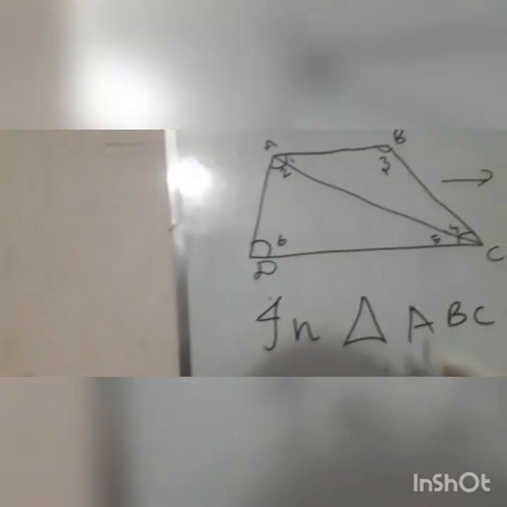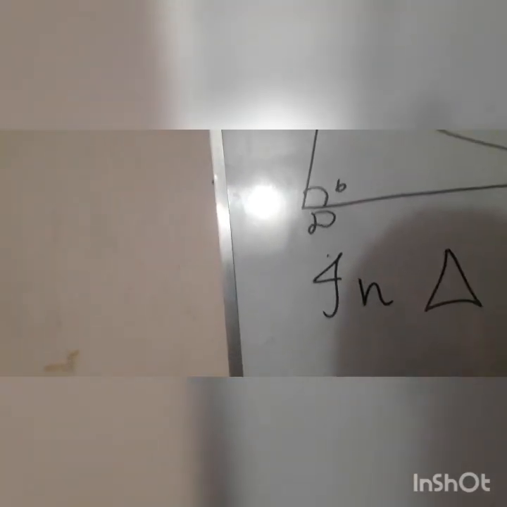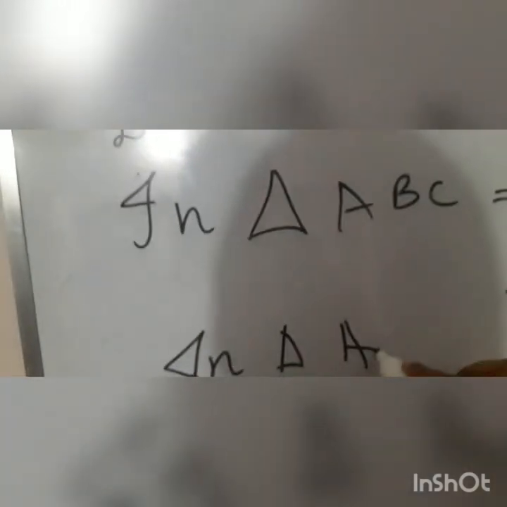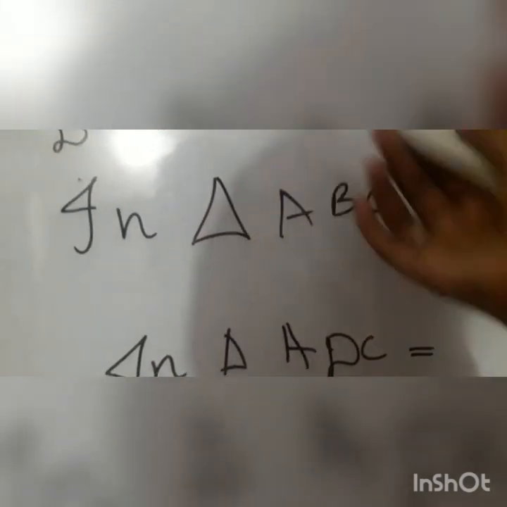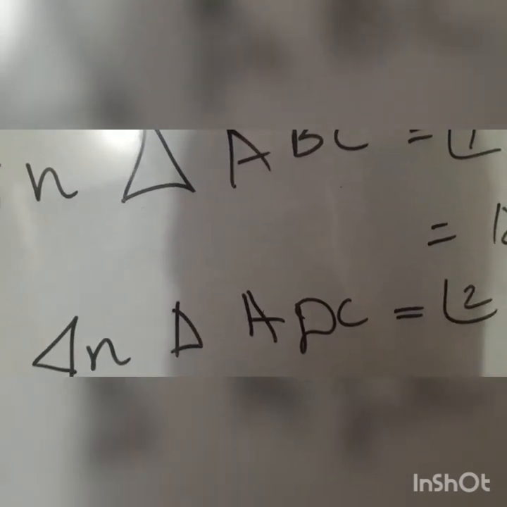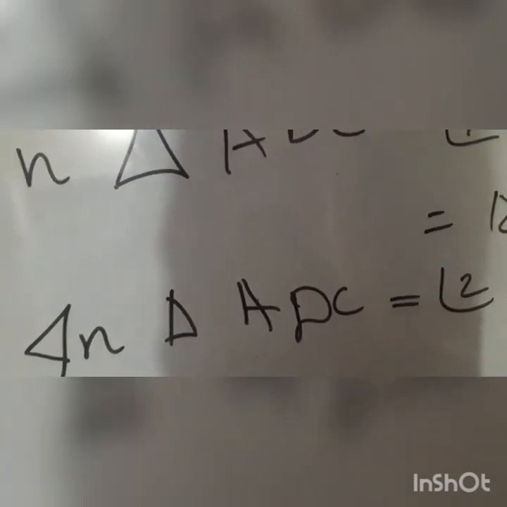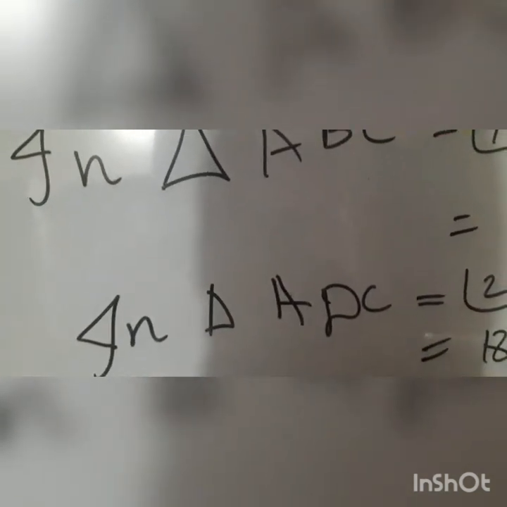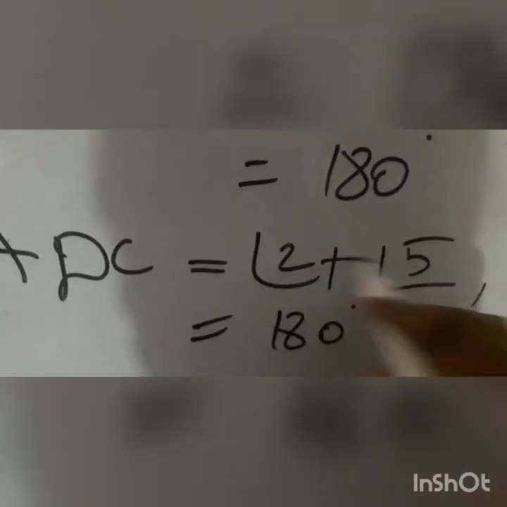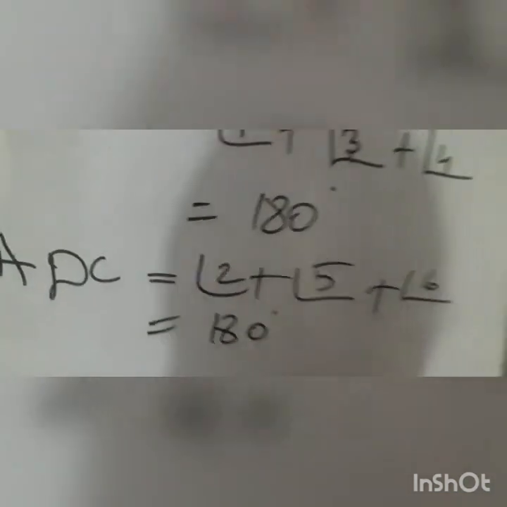And the second triangle is triangle ADC, angle 2, angle 5 and angle 6 is equal to 180 degrees. I mean, when you add these angles, then you will get 180 degrees. Okay, so our plus symbol should be there. Okay, now it is correct.